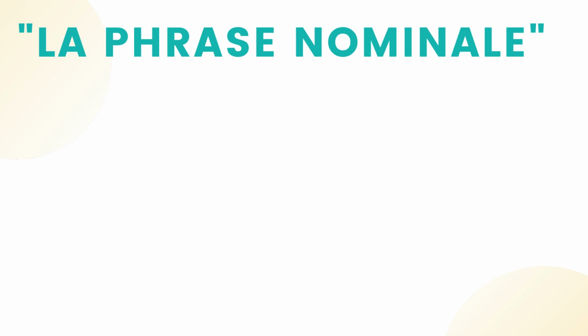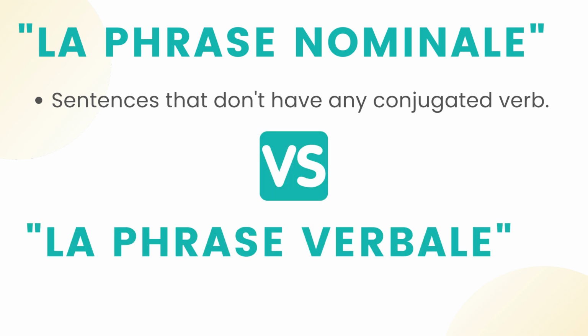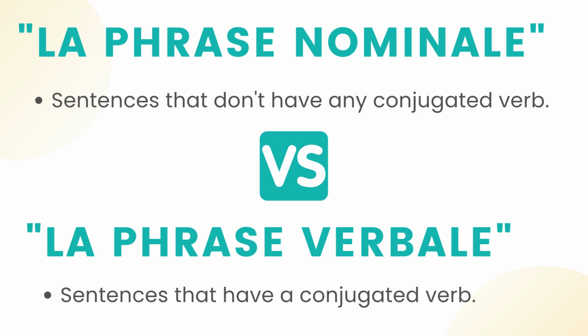Okay, so to start with this workshop, I want to focus on two French concepts. One is called la phrase nominale, which means the sentence with a noun. We call phrase nominale any sentence that doesn't have any conjugated verb in it, versus phrase verbale. Phrase verbale, as you can see, verbal, you can understand that it is a sentence that has a conjugated verb in it. For all my students, I think this is extremely important to be aware of these two distinctions.